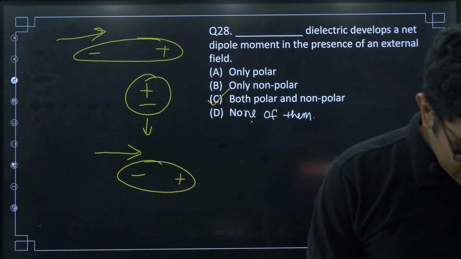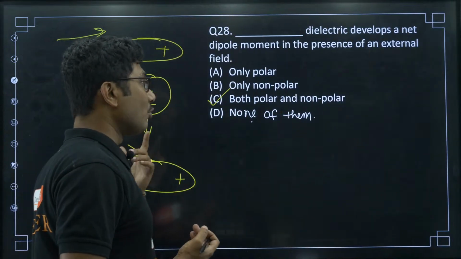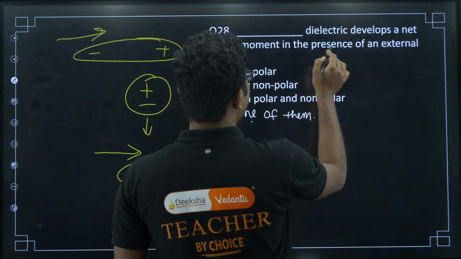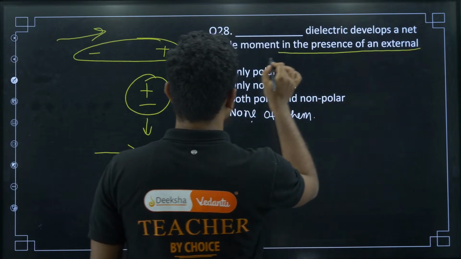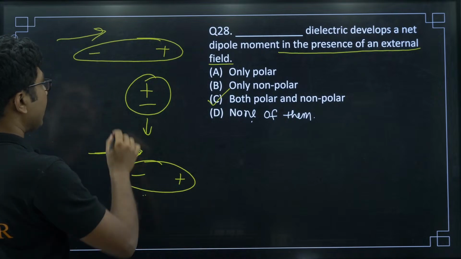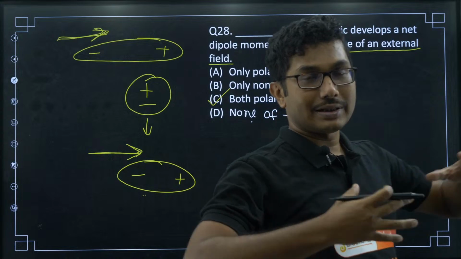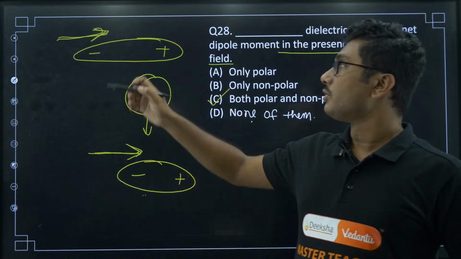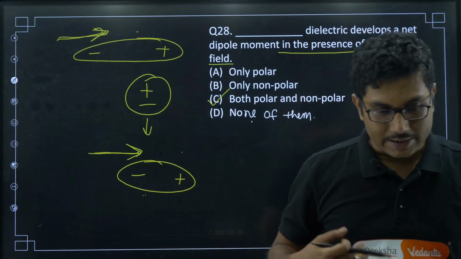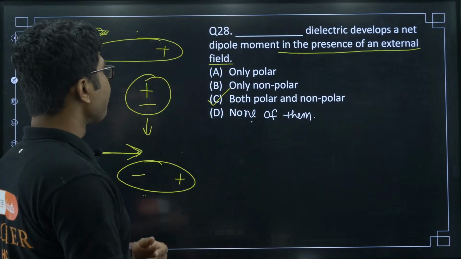Pratima also answered A, Shaukat Ali also answered A, no, option C is the correct answer. Both polar and non-polar dielectrics develop a dipole moment in the presence of an external field. Polar molecules already have a molecular dipole moment, but they realign themselves so that the total dipole moment is not 0. So, non-zero dipole moment in the case of polar, and non-zero dipole moment in the case of non-polar as well. Both will have a dipole moment.